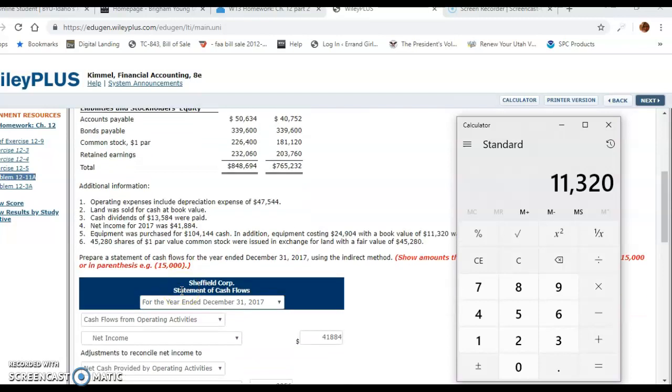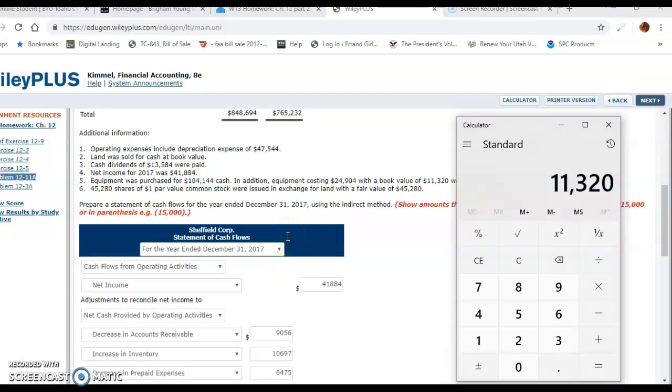The additional information is: operating expenses include depreciation expense, $47,544. Land was sold for cash at book value. Cash dividends of $13,584 were paid. Net income for 2017 was $41,884.